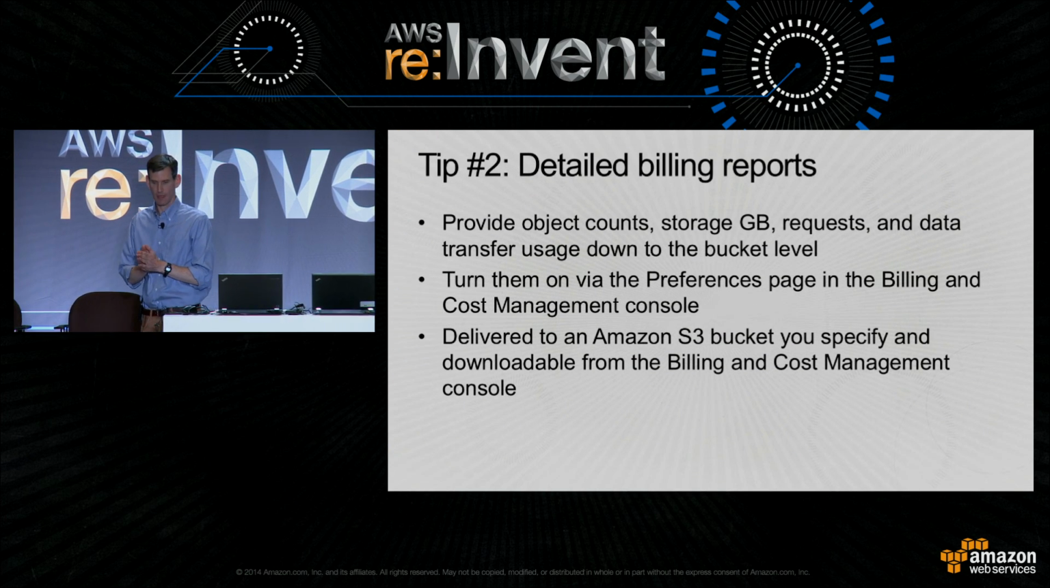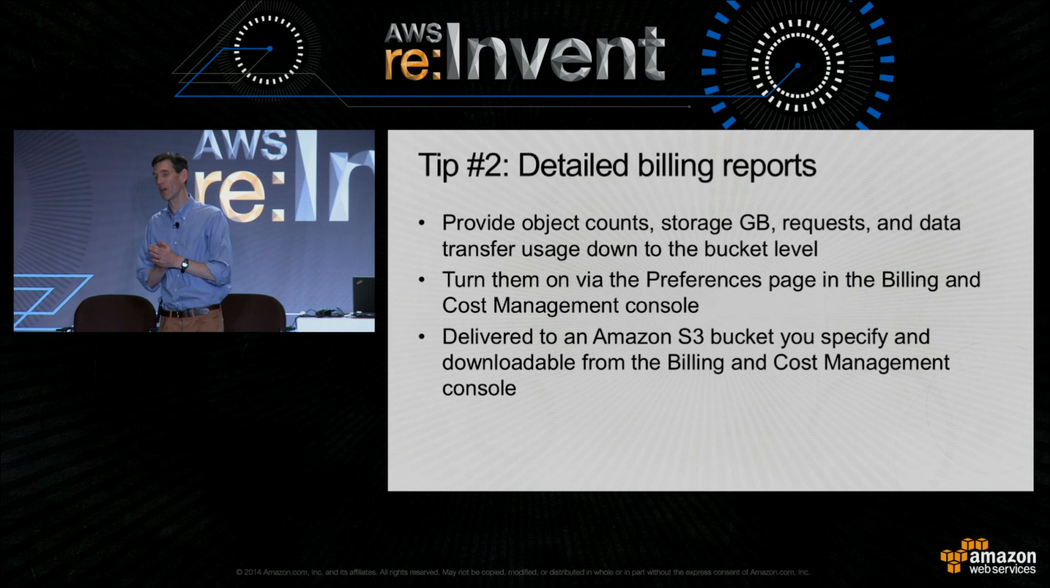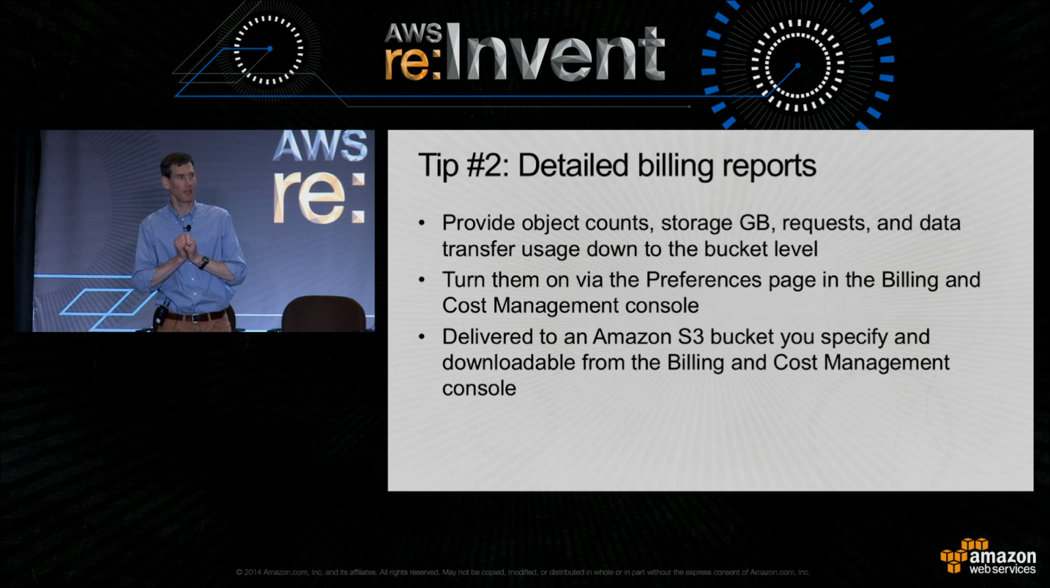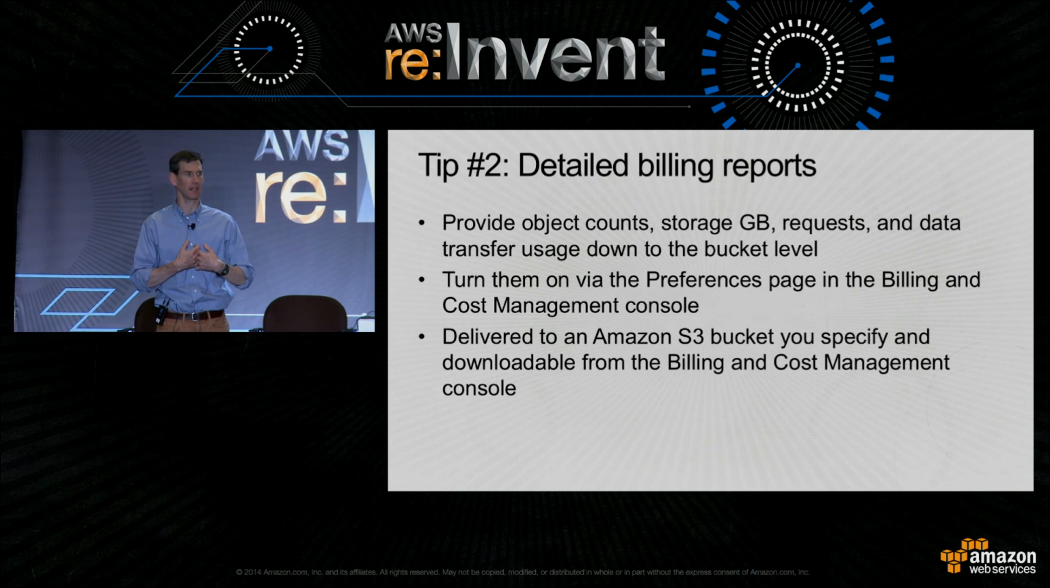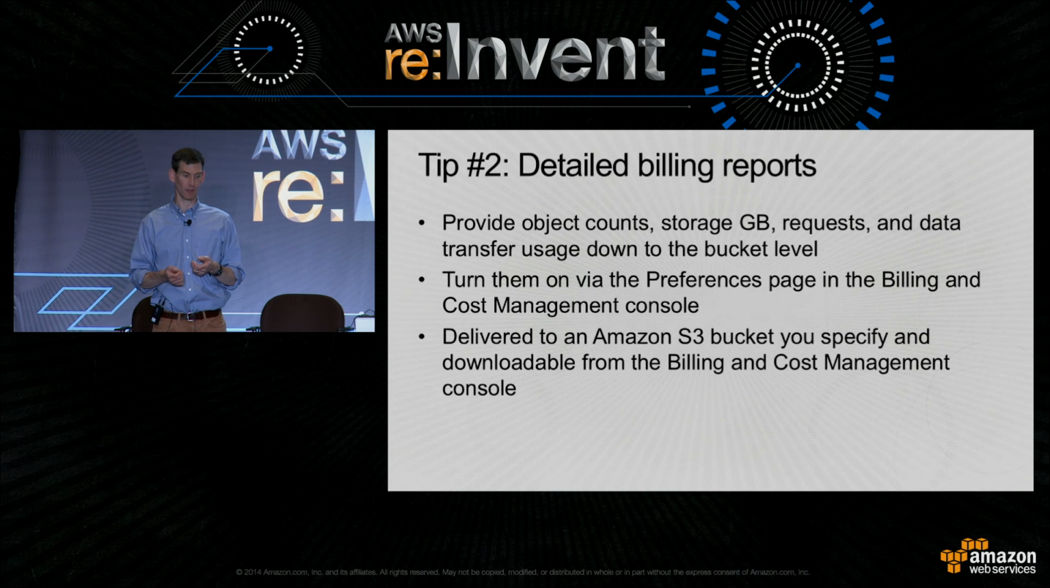The next tip is detailed billing reports. So we periodically hear from customers. I had one yesterday, actually, that said, how can I get data on my usage down at the bucket level for what's at S3? You could, of course, do this programmatically. For some very large buckets, that can be kind of resource intensive. But turns out you already have an option, which is detailed billing reports. These provide object count, storage in gigabytes, requests, data transfer usage, and they do this down at the bucket level.